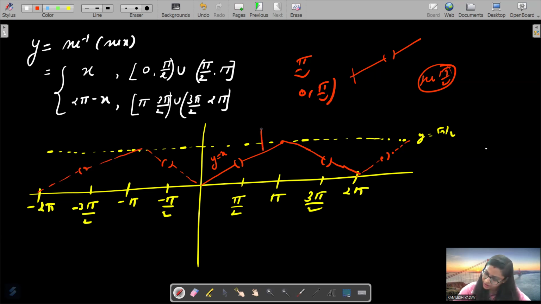Okay. So this is the main curve and this is the repeated curve. So this is the graph of sec inverse of sec x. Now we go for the last graph. Now we go for the graph of y is equal to cosec inverse of cosec x.